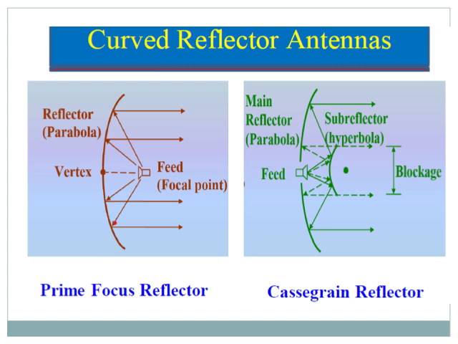This is called the prime focus reflector, and this is called the Cassegrain reflector. In the prime focus reflector, we have the reflector in the form of a parabola, which has its vertex at the center, and at some distance we locate the feeder element or the driven element. This point we call the focal point. From this point, the signals that are generated will be directed towards the reflector, and from the reflector they will be reflected, and all the reflections follow the same horizontal direction.